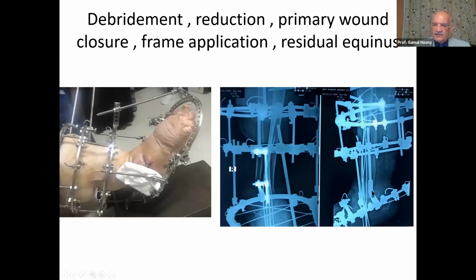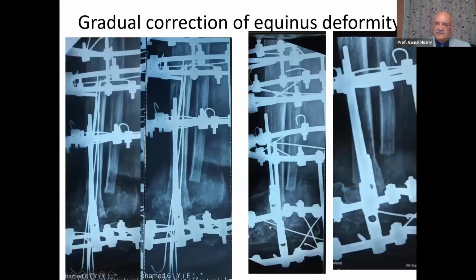And you look, we put the hinges in the middle, at the level of the joint, and we put a posterior distractor. So we rotate the foot till we correct the equinus. Now we start gradually correcting the equinus deformity. Then we removed the wire to complete correction of the equinus deformity. We corrected the deformity 1 millimeter per day.